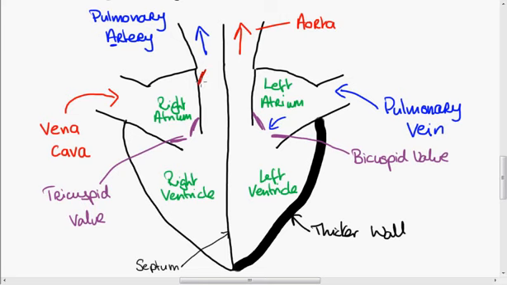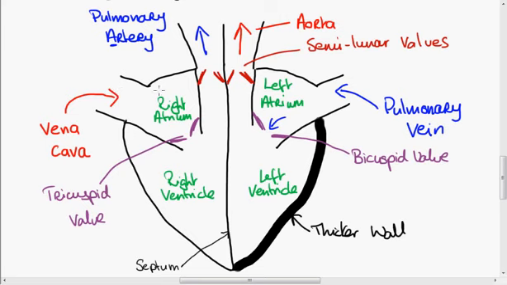And we have another set of valves here where the blood leaves the heart through the arteries, and these are called the semilunar valves. So they prevent the backflow of blood as well. They prevent the blood from flowing back into the heart.